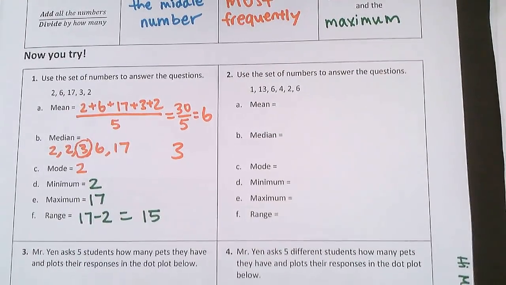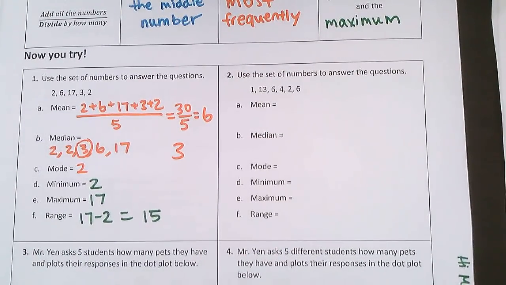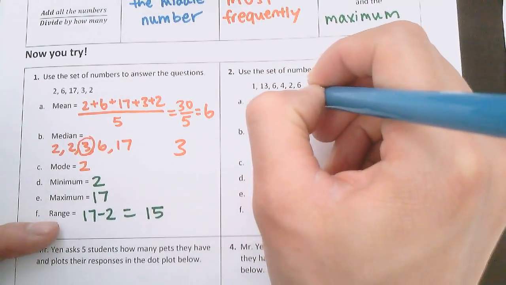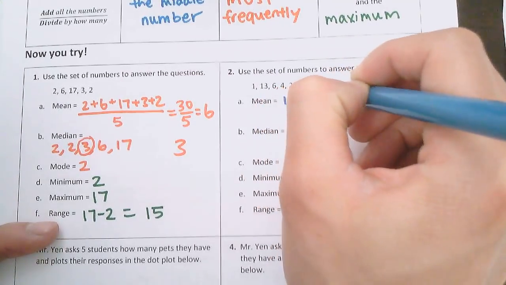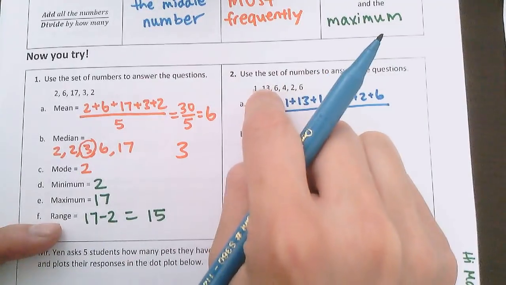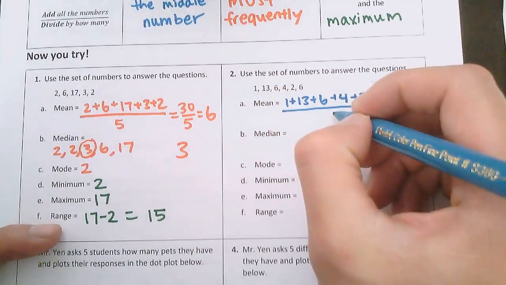Now you are resuming the video to check your work. Let's see how we did. For the mean, let's add them up. 1 plus 13 plus 6 plus 4 plus 2 plus 6 divided by, how many numbers are there? 1, 2, 3, 4, 5, 6 numbers.